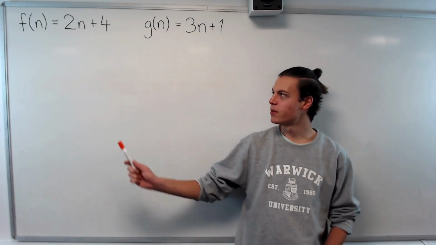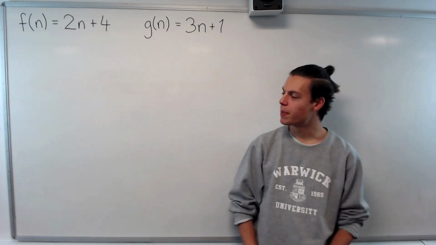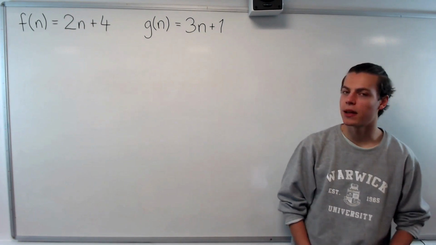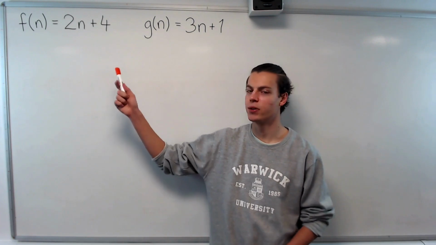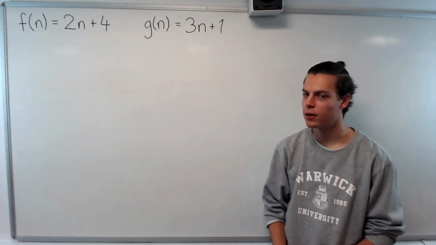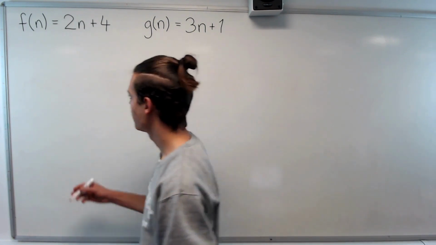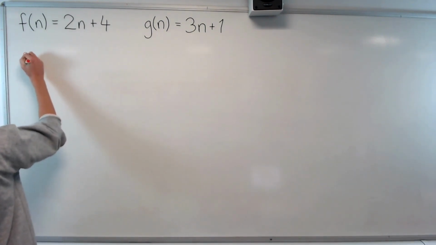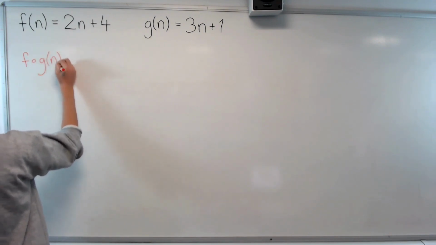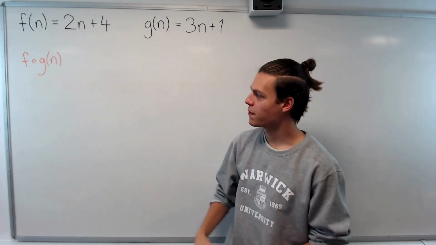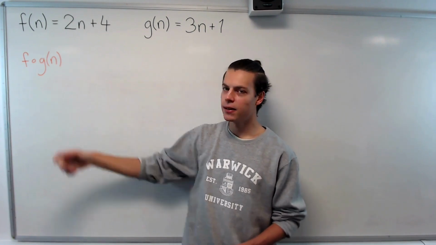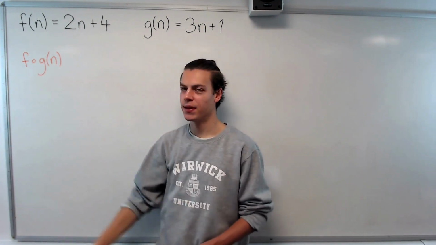In this exercise, we have two functions f and g, which both map natural numbers to natural numbers. Now our task is to find the composition functions f composed with g and g composed with f. So let's start with f composed with g. Now to find f composed with g of n, we find g of n and then apply f to the result.